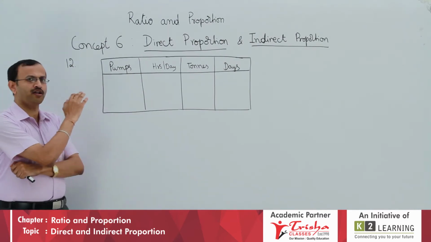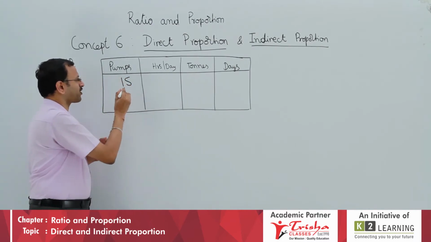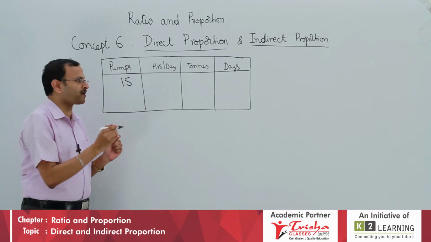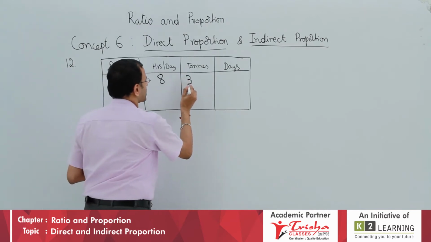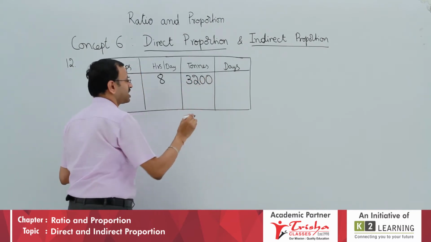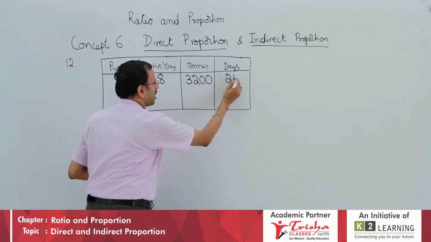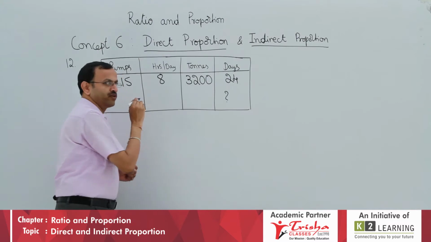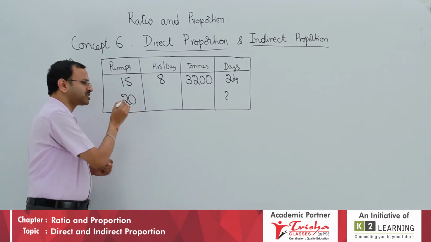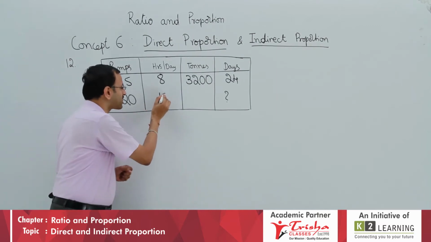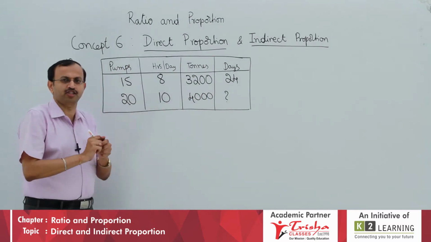So, problem number 12 says there are how many pumps? First line, 15 pumps. All of you refer to question number 12. 15 pumps working 8 hours per day can lift 3200 tons of water in how many days? In the first one, 24 days. How long? This is the question mark. In how many days will 20 pumps working 10 hours per day lift 4000 tons of water?